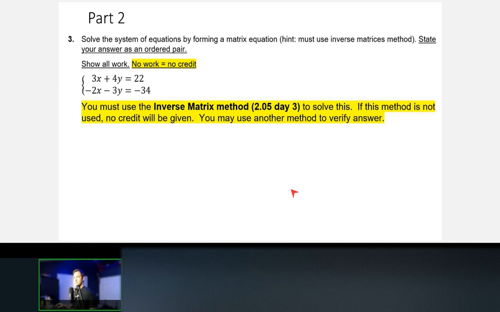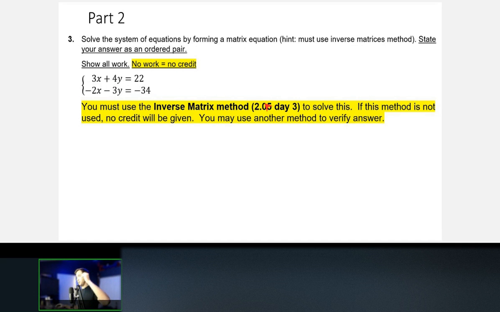All right, number 3. This one, I'm giving you 2 equations, 2 unknowns, and we want to solve this using the inverse matrix method. And we did that yesterday. That was our last lesson. So if you want credit for number 3, you must use this method and show all work. So my rubric, I'm looking for the setup of your matrices, right? So you might want to review this. I'm looking at the setup of all your work.